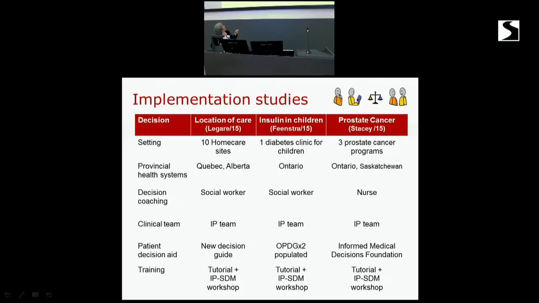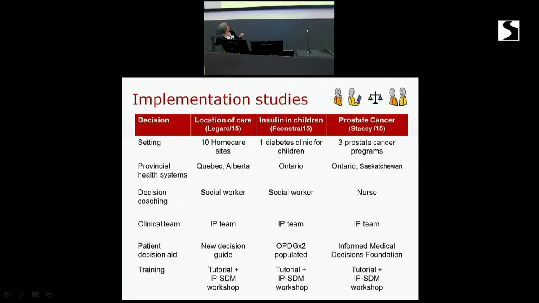In the diabetes one, we use the Ottawa Personal Decision Guide for 2, and we populated it with the evidence from a clinical practice guideline because there are almost no patient decision aids for children, and we wanted to be able to create a decision aid quickly for children.